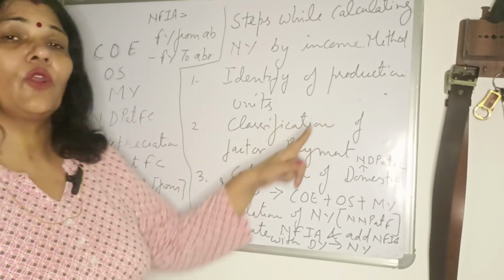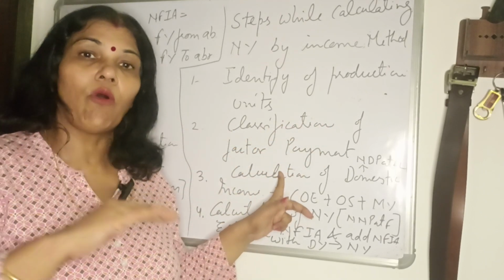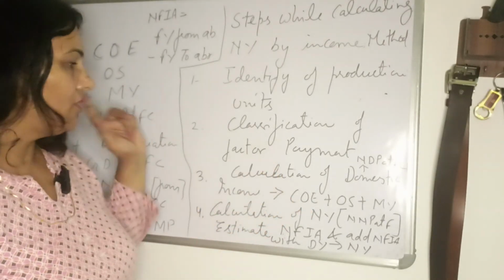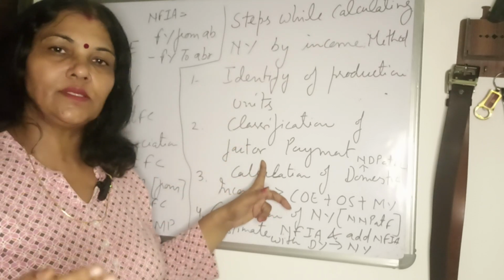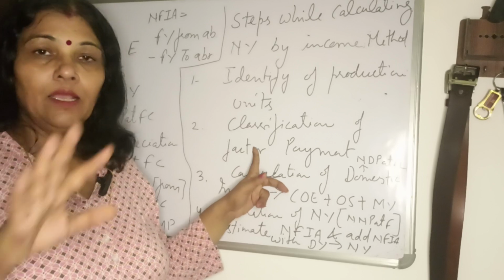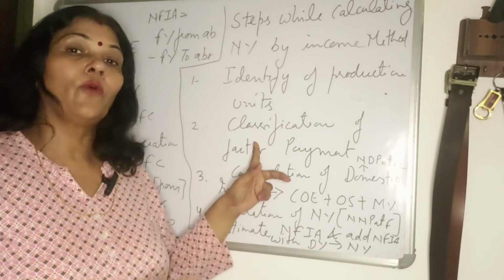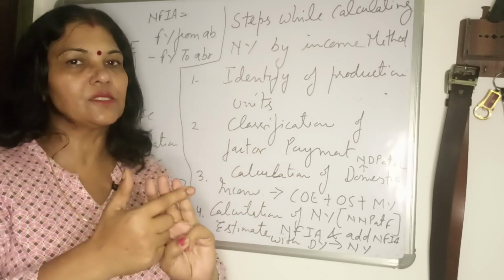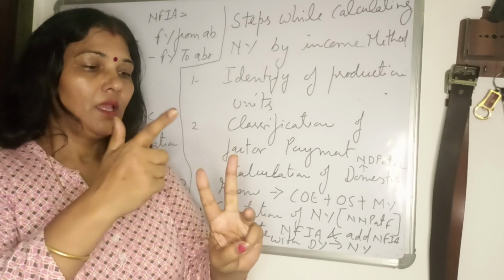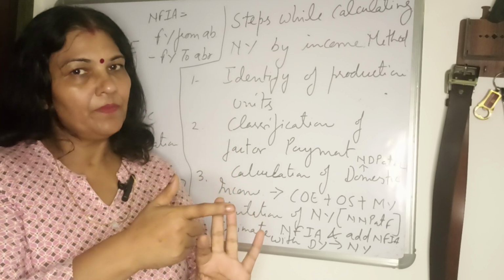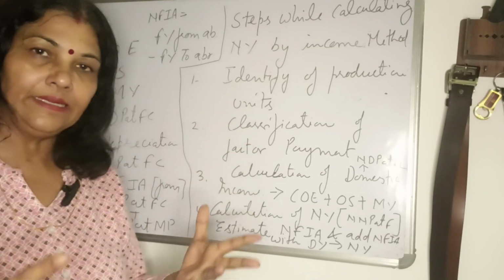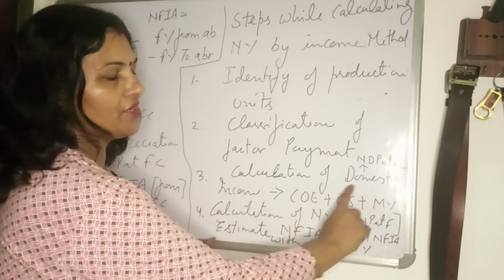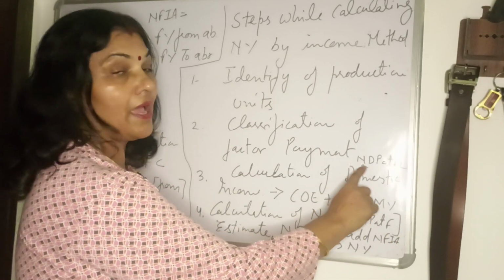Next, classification of factor payments by all the enterprises into three main components. This is COE, OS and mixed income, right? Then we have done the classification of factor payments by all the enterprises into three main heads: COE, operating surplus and mixed income. After doing the identification and classification, what are we supposed to do? We have to calculate domestic income. What is domestic income? This is NDP at FC.